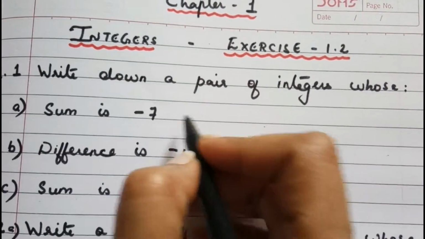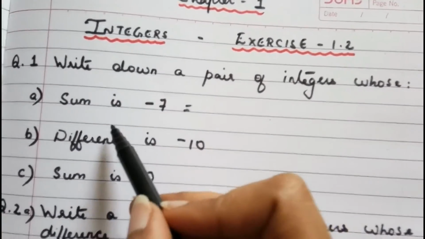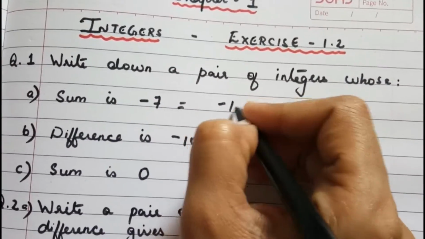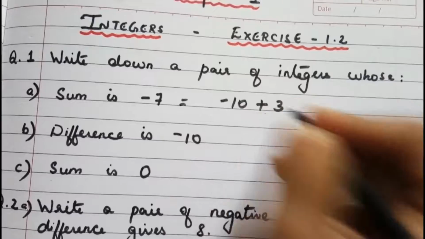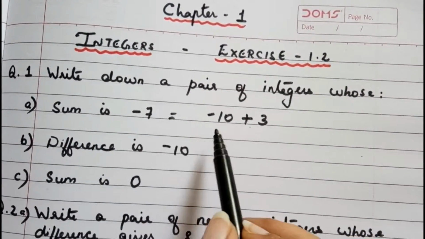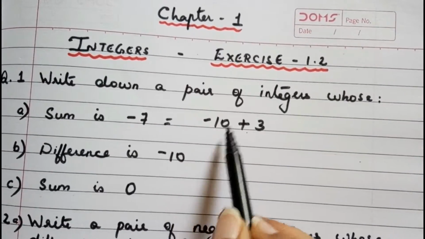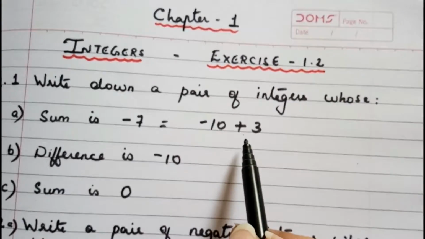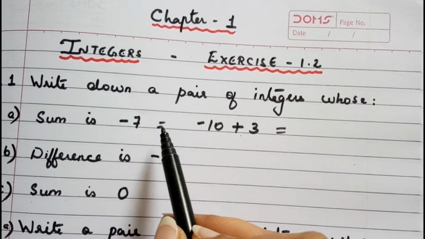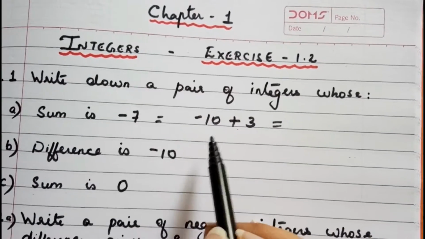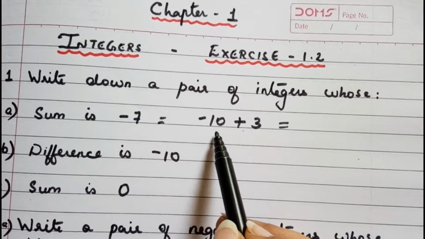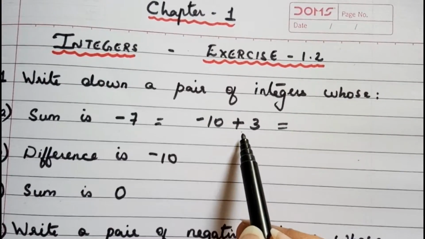So what do you think would be the answer? Yes, sum means we have to add. So it could be, say, minus 10 plus 3. Now how can you get this minus 7 as the answer? As we have learnt earlier, there is one positive and one negative integer. We need to find the difference of them with the sign of the bigger number. So here, what sign does the bigger number have? The negative sign. And since one number is negative and one number is positive, we will subtract.